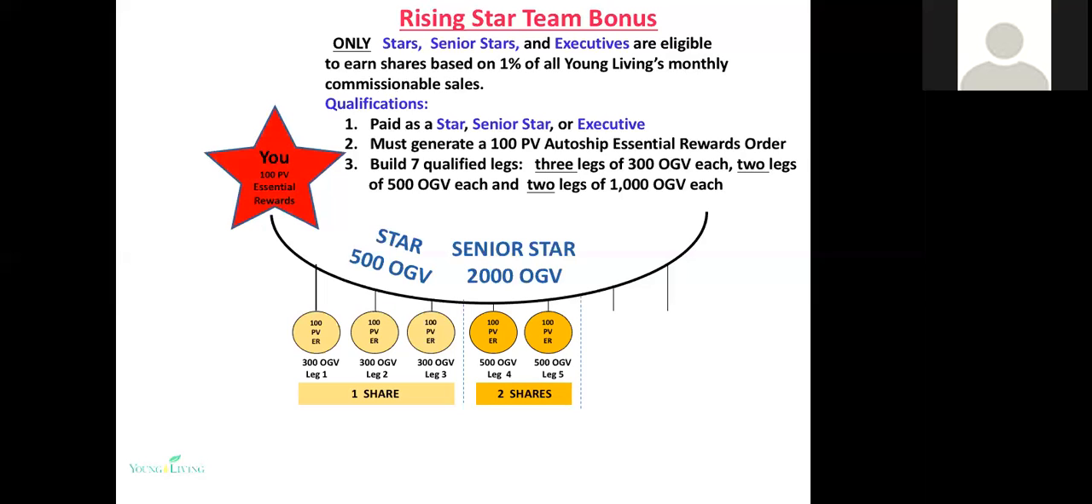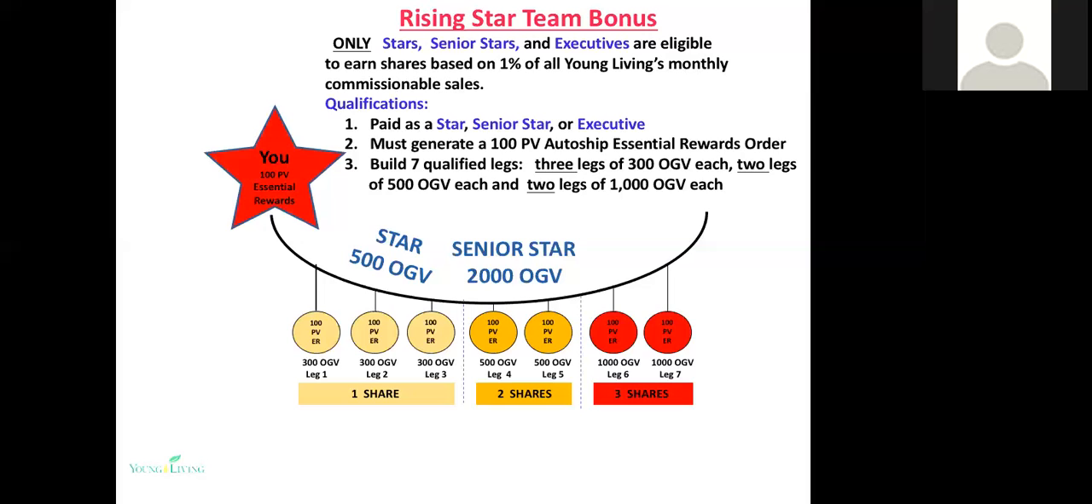Now from there, you're going to continue helping those same 2 members that have the 100 PV and 500 OGV to advance to 100 PV and 1,000 OGV. And you're going to find 2 members from your 100 PV and 300 OGV pool to build them to the 100 PV, 500 OGV level. And then you're going to replace those 2 members that have been building with, again, new members at the 100 PV and 300 OGV level, so that you now have a total of 7 members that you have personally sponsored.